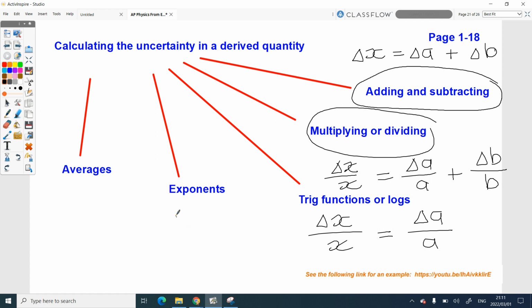Okay, then exponents. Remember, if I say a times a times a, that is how we get to a to the third, so to the power of 3. So if I say that x is equal to a to the power of 3, what I'm actually saying is, let's use a 4 times 4 times 4. But this is exactly the same value. So obviously those uncertainties will be exactly the same.